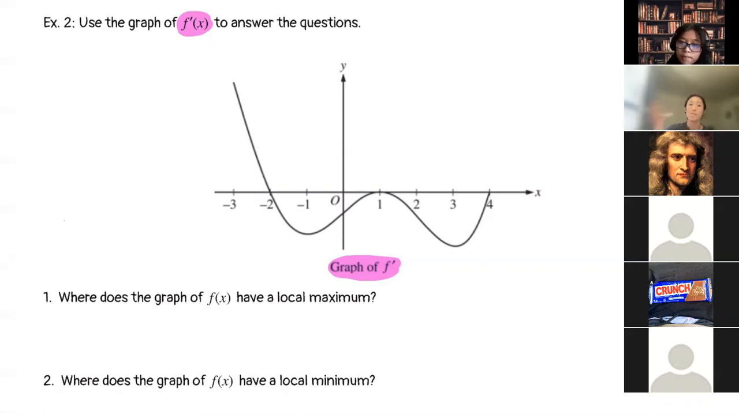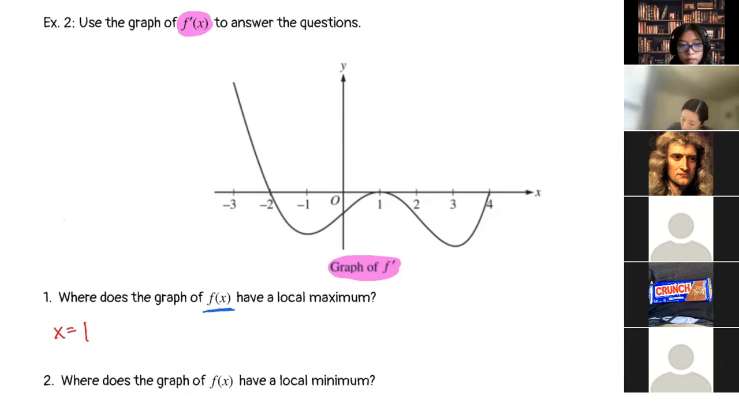Question 1 says, where does the graph of f of x have a local maximum? And if you go ahead and write x equals 1, I know you didn't read what the axes are, okay? Because x equals 1 is a maximum on f prime. It is not a maximum on the original graph. We don't know what the original graph looks like, but we have to answer questions about it, okay?